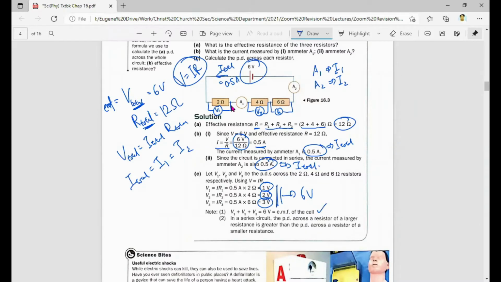And in a series circuit, one more thing to note is that the PD across a resistor of larger resistance is greater than the PD across a resistor of smaller resistance. What do you mean? You can see 6 ohm, 3 volts. 4 ohm, 2 volts. 2 ohm, 1 volt. In a series circuit, the current is only flowing in one direction and doesn't split. So you realize that if there's more resistance, the potential difference will be higher. Smaller resistance, the potential difference will be lower. That's what part 2 is saying.